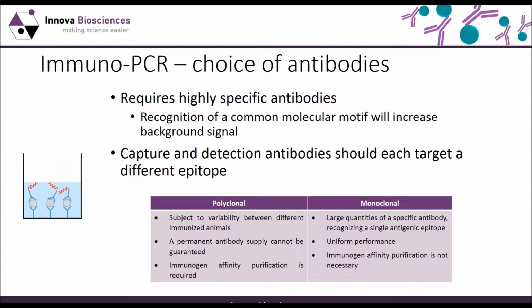Monoclonal antibodies are often preferred since large quantities of a specific antibody which recognises a single antigenic epitope and demonstrates a uniform performance can be produced. Another obvious advantage of monoclonal antibodies is that they do not require immunogen affinity purification.